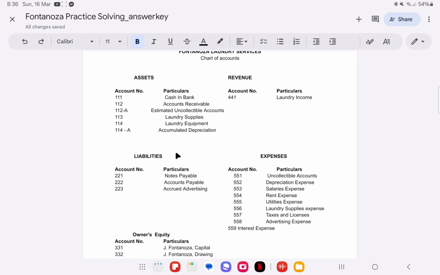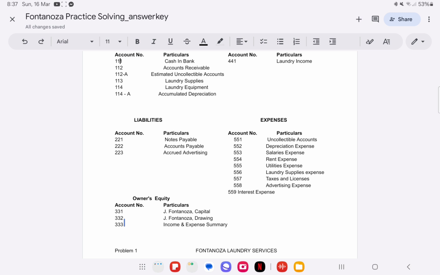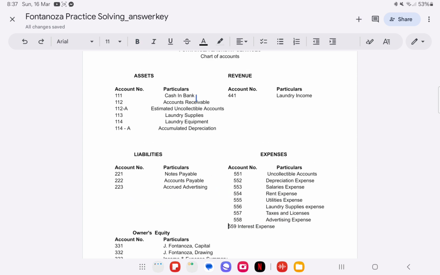So again, I told you that you should use the account numbers and accounting titles, which are the particulars under the assets, revenue, liabilities, expenses, and owner's equity. Since this is chronologically or systematically ordered, you should follow this one: 111 till 114, 221 until 223, 331 until 333, 441 and until 559. So that's the order.